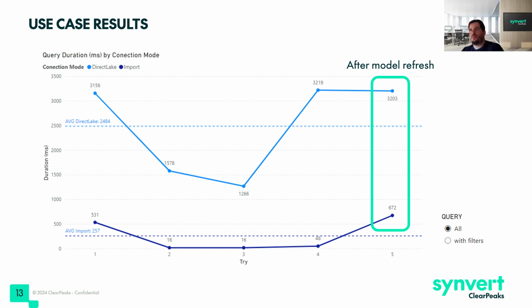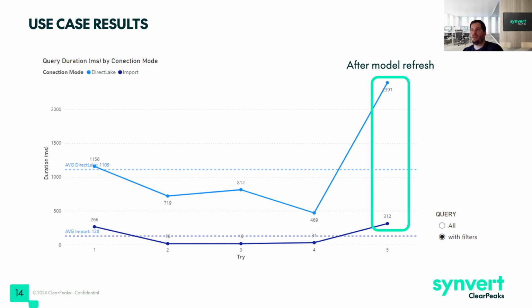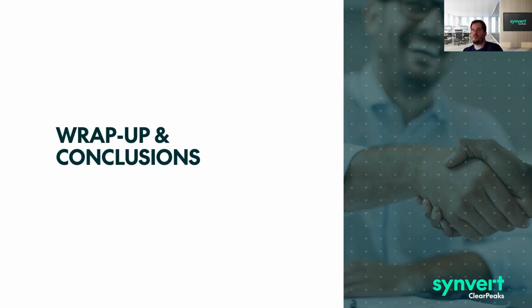During the test, we made two different benchmarks. First of all, applying no filters to the query and the report, and second, applying specific filters to the data. As you can see, the results are pretty similar, and as we have seen on the last page, after the model refresh, query times increase widely. Let's go now with a wrap up and then conclusions.